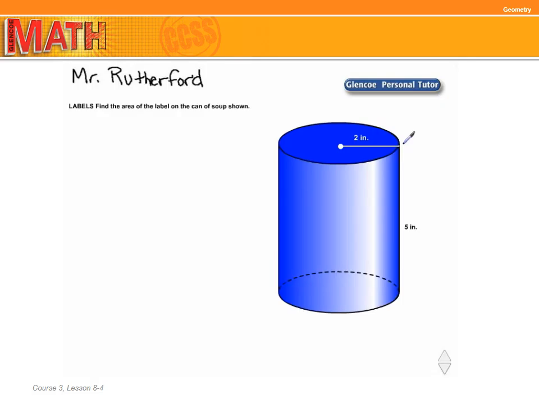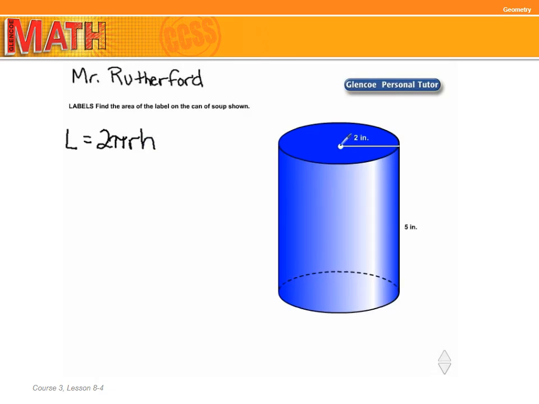Notice it says that we want to find the area of the label. The label is not going to be on the top or the bottom of our cylinder, so we're just trying to find the lateral surface area. The formula for lateral surface area is L equals 2 pi r h, or 2 times pi times the radius times the height.